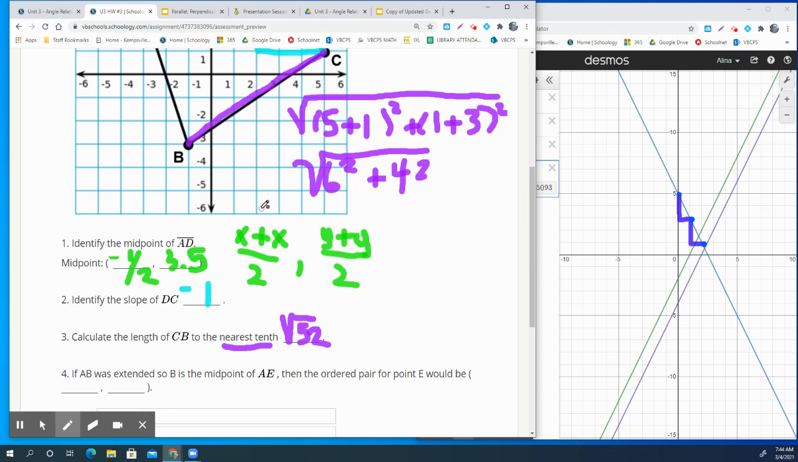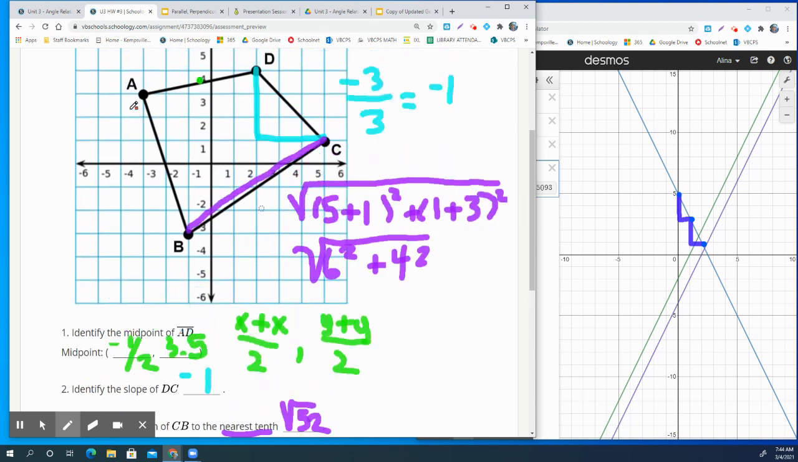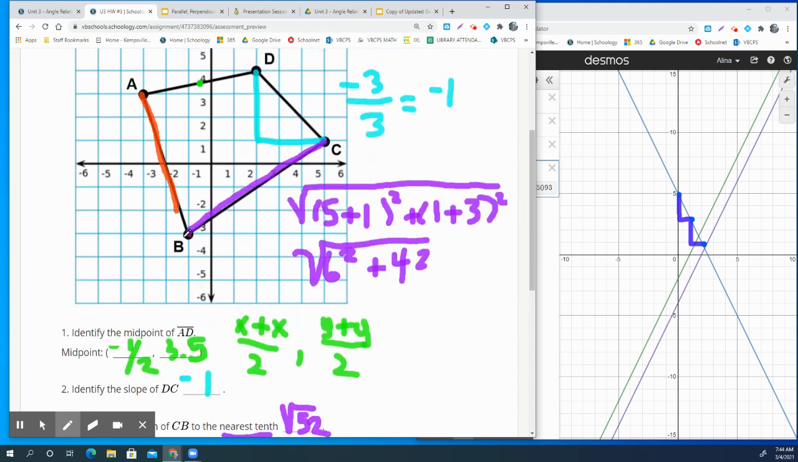Then if we go to number 4, I want A to B, but B is the midpoint, and then I'm going to extend this line down, and I want to know what this point is down here, point E. So what do I do to do that? Do I do the midpoint or do I do something else? Exactly. So we're going to make that chart, and we put the ordered pair for B in the middle. So that's -1, -3. And we put A, -3, 3.